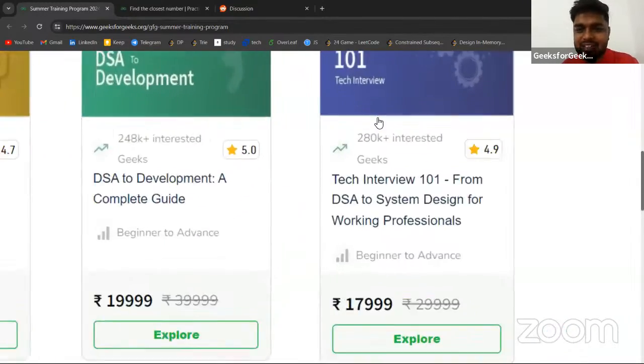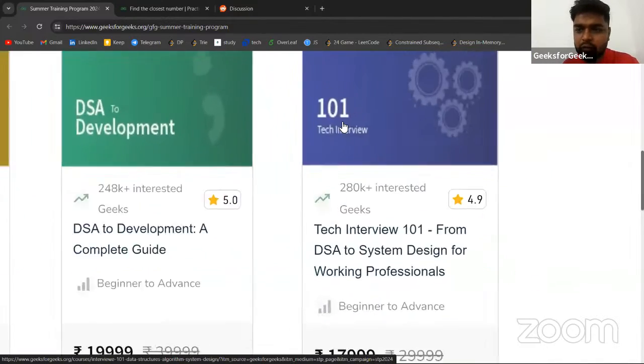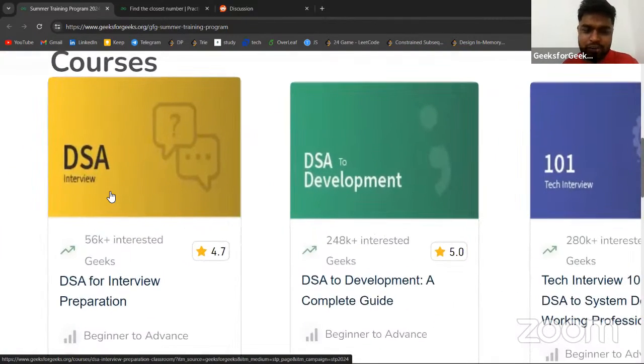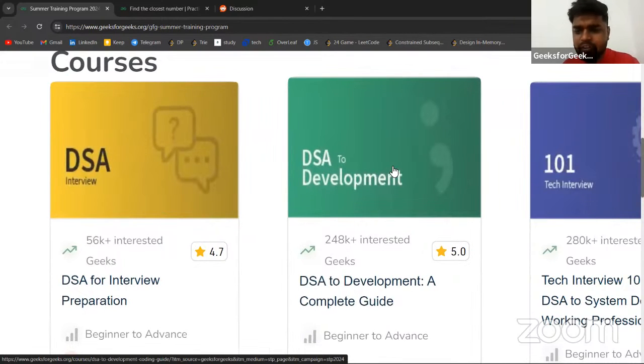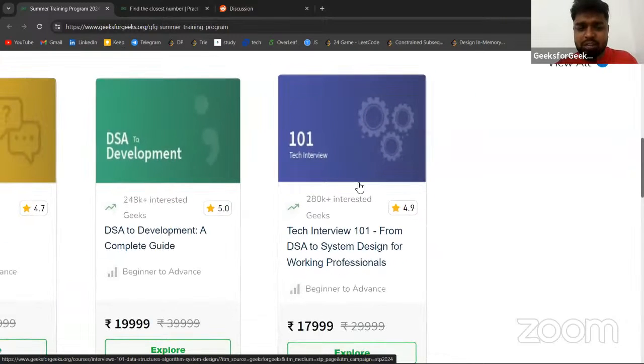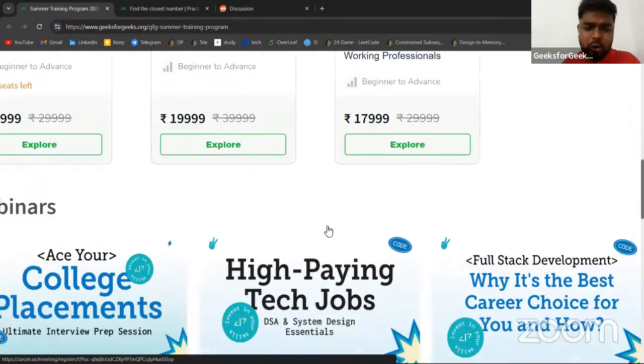For example, as I said, we had a Tech Interview 101 course. You can see here that we have a DSA preparation course, then a DSA to development course, and then the Tech Interview 101 course. In this particular course, you will first be covering data structures and algorithms for 2 months, and then for the rest of the time, most probably a year, you'll be doing system design discussions. So this is what generally happens in this course. If you want, you can check out these things.